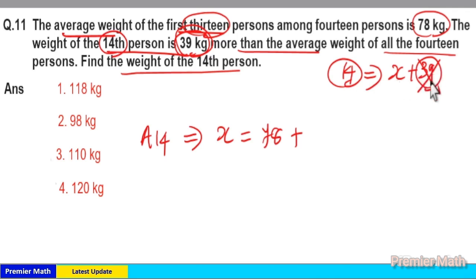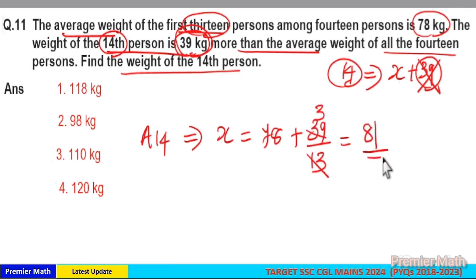So take this 39 from the 14th person and transfer it equally to the remaining 13 people. Now the average of the 14 people will become 78 plus 39 by 13. 13 goes 3 times in 39. 78 plus 3 is equal to 81. Now all these 14 people become 81. That is, all these 14 people become X.